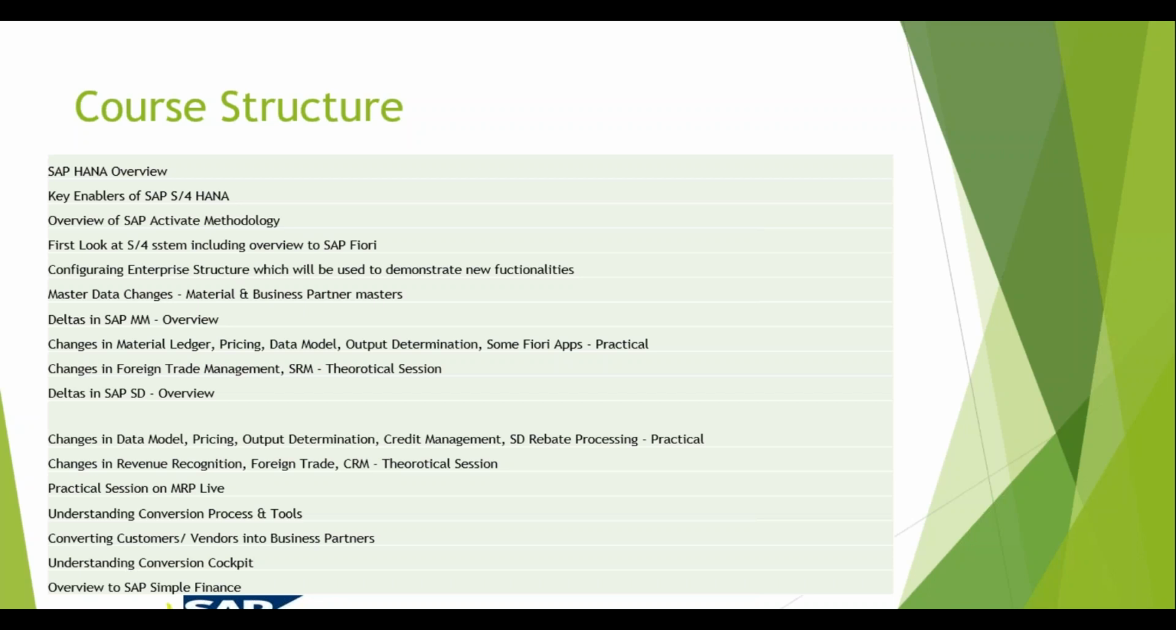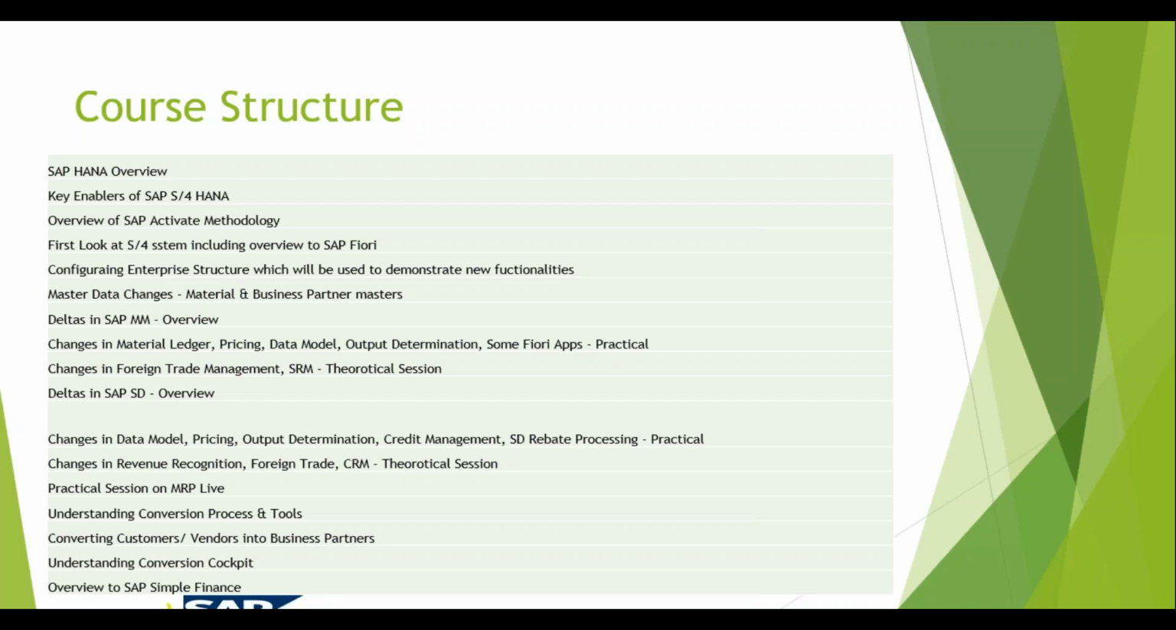Then we'll start off module by module. As I told you, we have 3 modules in scope. These are the only 3 modules that we have in scope: MM, SD, and PP. Talking from the MM point of view, we'll talk about the material ledger. We'll talk about the simplified pricing. These are some of the new functionalities. New means they are different than what was available in ECC. The data modeling, which means how the data is going to be stored in the tables, which tables are removed, which tables are added.